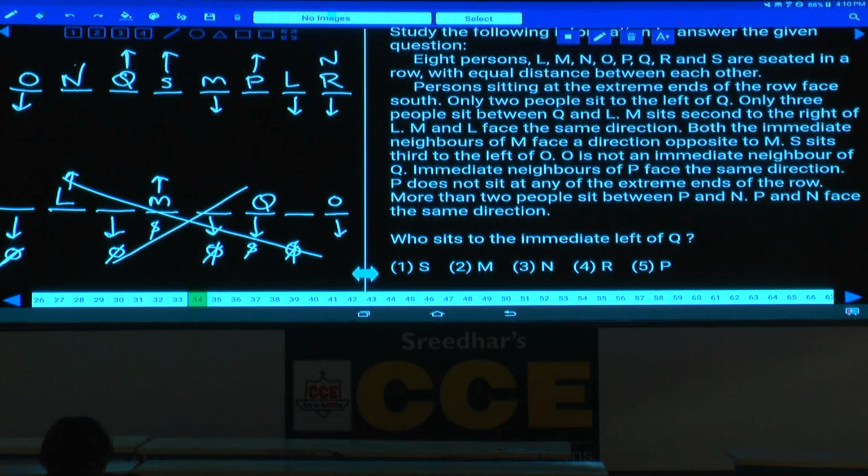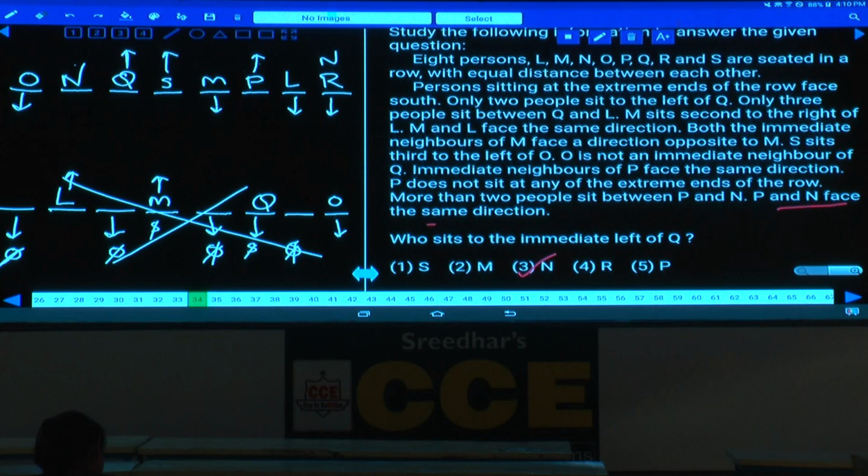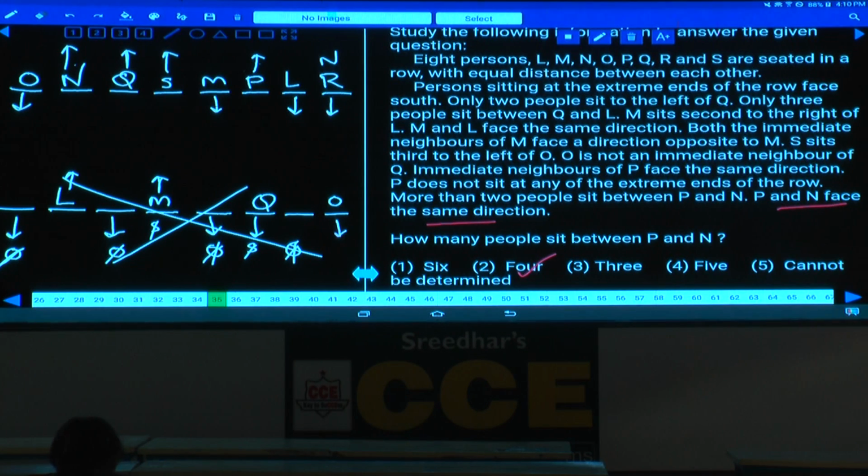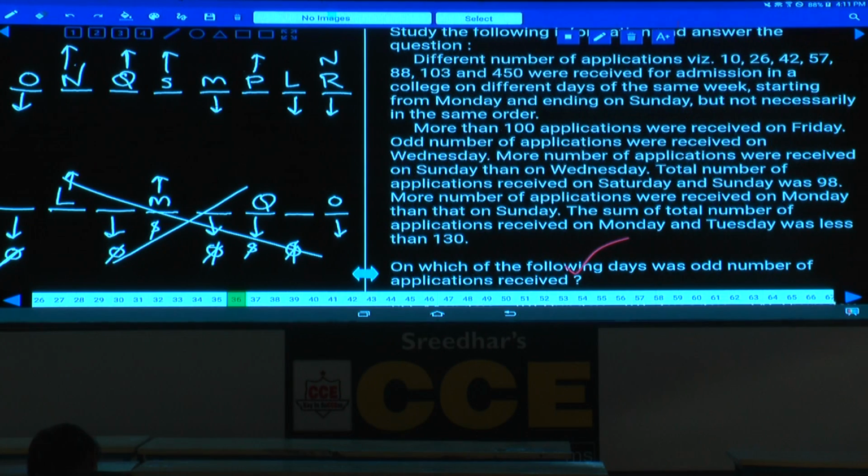Then question number 34. Who sits to the immediate left of Q? Q is facing towards north, immediate left of Q is N. N is facing towards which direction? N is to the immediate left of Q. Then P and N face the same direction is given. As P and N are facing the same direction, P is north and N must also be towards north. Then next one, question number 35. How many people sit between P and N? There are exactly 3 persons between P and N, choice 3. Done with this? Now this is about question numbers 31 to 35.